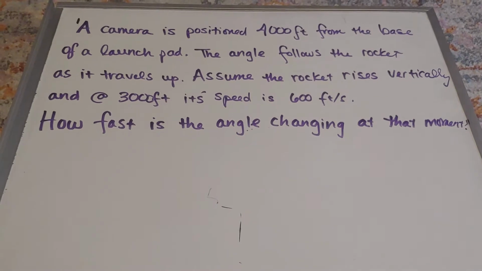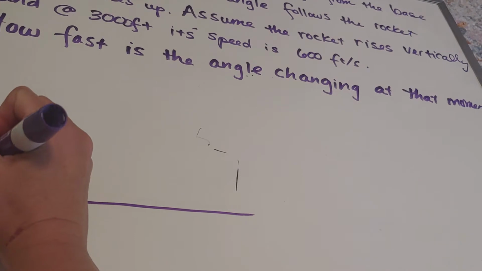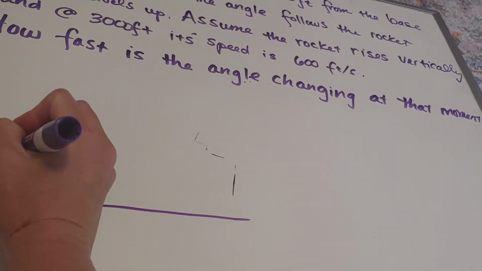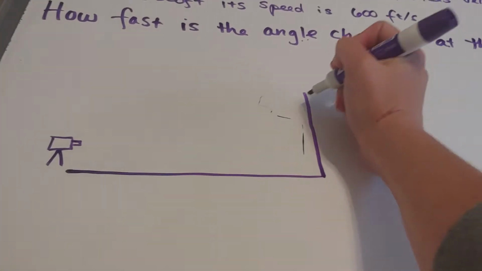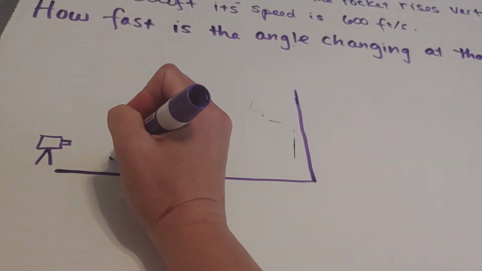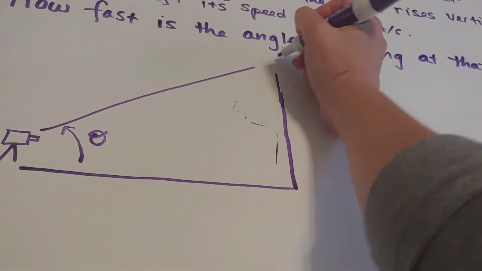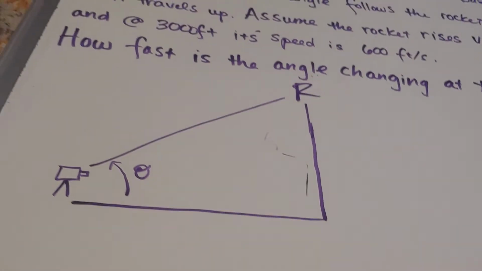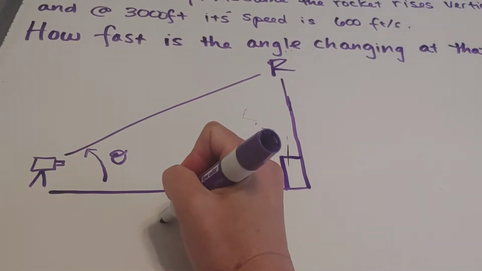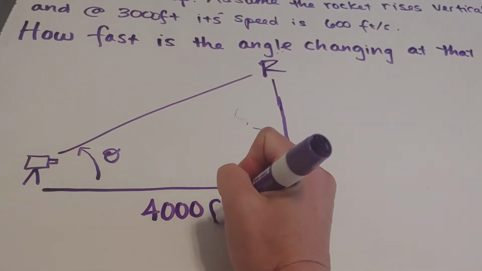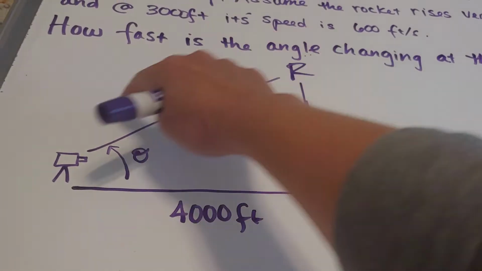Okay, so we've got our rocket, and you guys already know I'm not that great at drawing. So I'm just going to put this will be my camera. And our rocket is rising vertically, and as it's rising, the angle is following it. I'm just going to put a capital R for rocket. So what I know for certain is that the camera itself isn't moving. It's 4,000 feet. It's fixed. However, this side is moving and this side is moving.